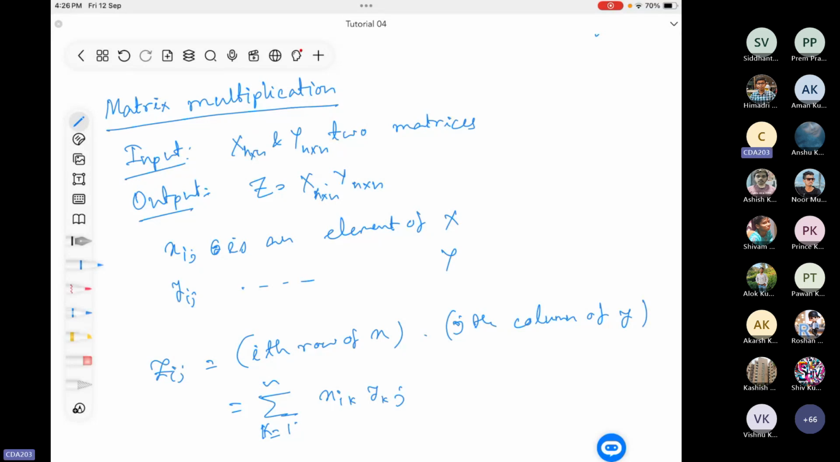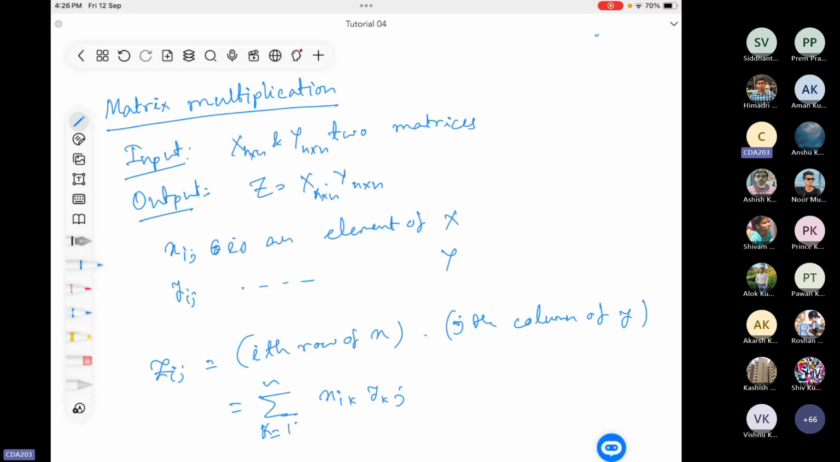We are dealing with a square matrix. How many entries are there in a matrix of n cross n size? If you take an n cross n matrix, how many entries are there? There are n rows and n columns, so n into n, n square entries, right?